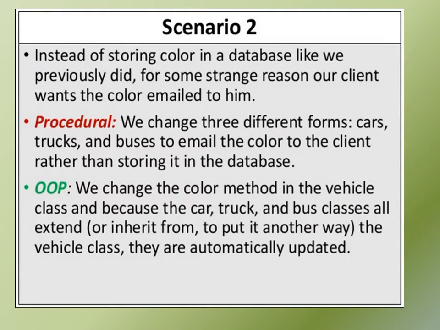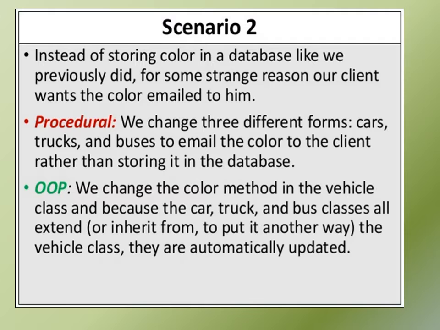Now suppose instead of storing color in a database like we previously did, for some strange reason our client wants the color emailed to him. Now when we do this by using procedural, then what do we do? We change the three different forms, that is the car, truck and bus, to email the color to the client rather than storing it in the database. So instead of storing it in a database, we send the mail for three different forms.